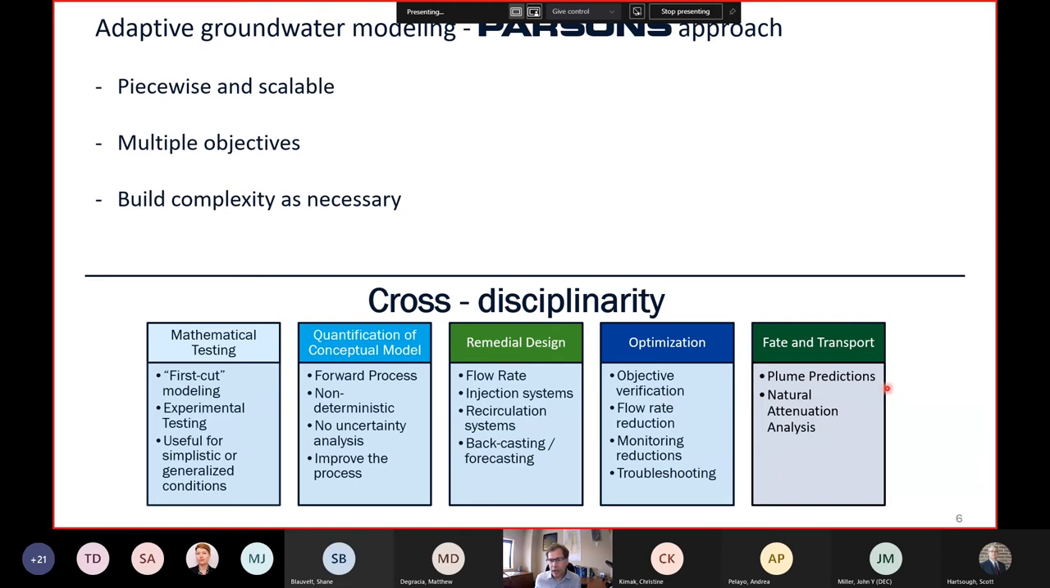Lastly, fate and transport models, which involve not only the groundwater flow equation, but also the reactive transport equations, which I'll get into later. Those really help with our plume predictions and our natural attenuation analyses.